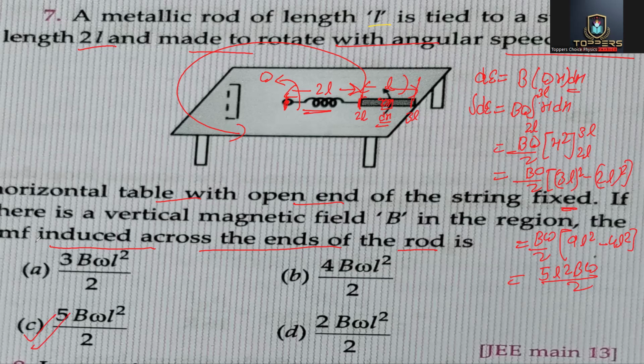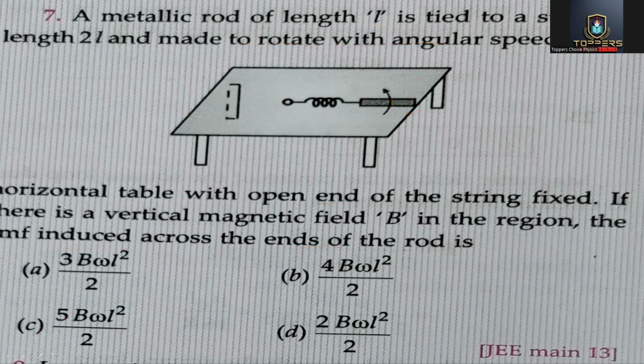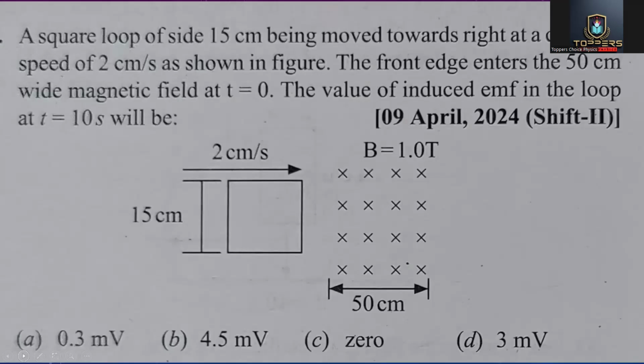Correct? We are moving to the next question. Look here. This is the next question, from JEE-Mains 2024. A square loop of side 15 centimeter is being moved towards the right at a constant speed of 2 centimeter per second. What they are saying is constant speed. Speed is not going to change. So it is 2 centimeter per second.